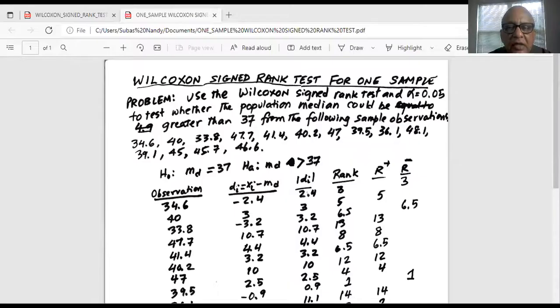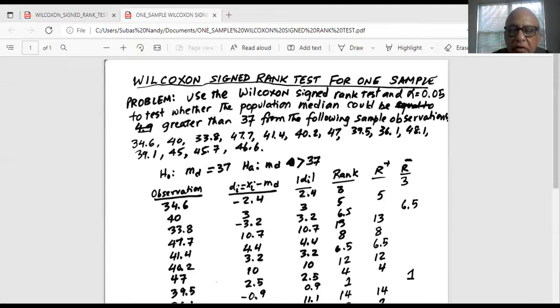So this is the problem on Wilcoxon sign rank test for one sample. First of all, I want to tell you this sign rank test is a non-parametric test. That means we do not assume that the samples came from a normal population. So the problem states: use the Wilcoxon sign rank test and alpha equal to 0.05 to test whether the population median could be greater than 37 from the following sample observations.